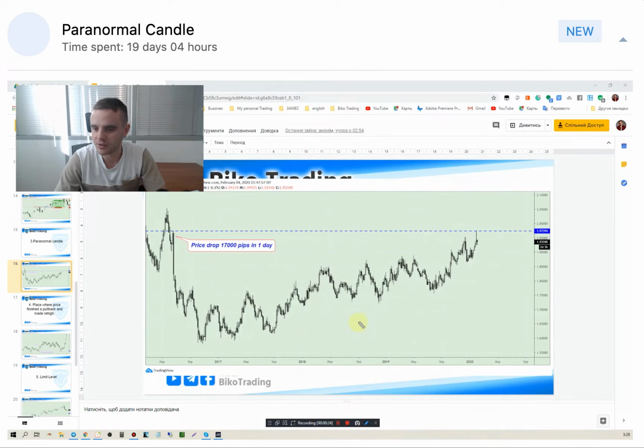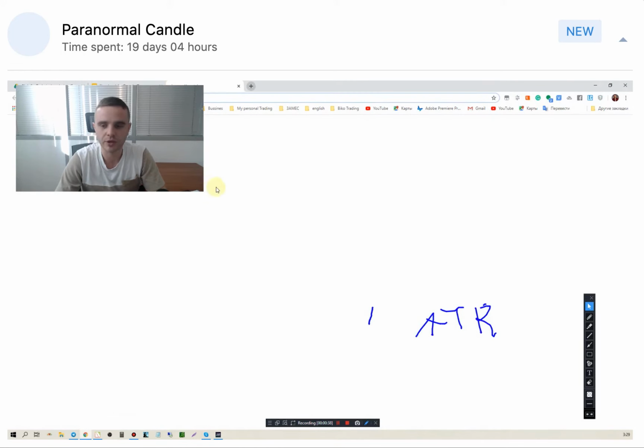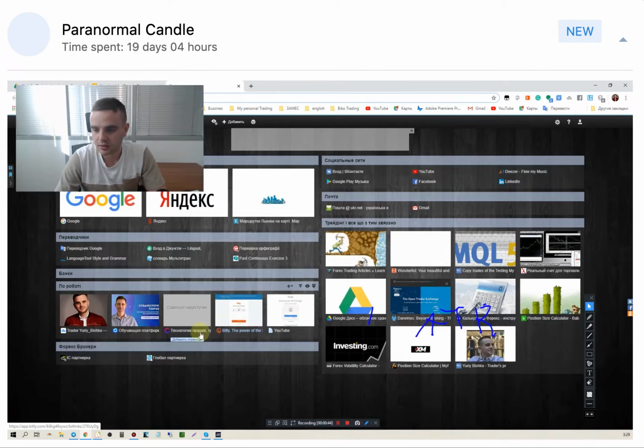On average, every instrument moves per day one ATR. It is the average true range, or average daily move. About average daily move, you can get more information here. If you trade Forex, if you trade stocks, Bitcoin or something like that, you can find it on. You can do it manually.